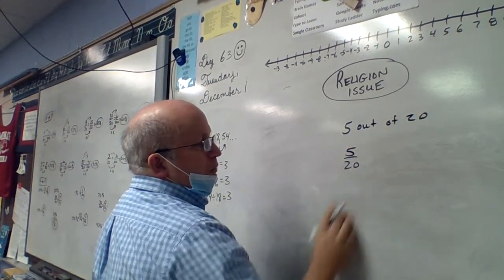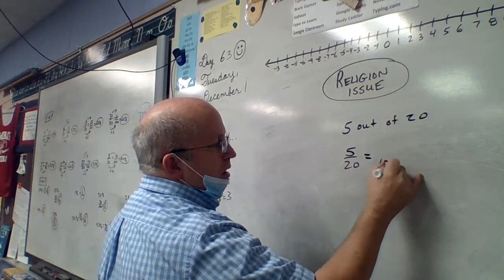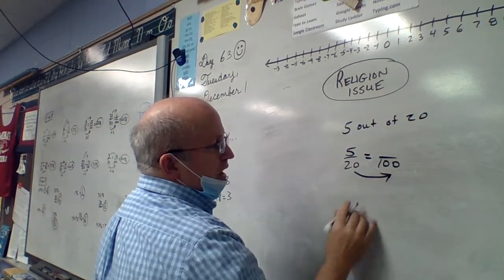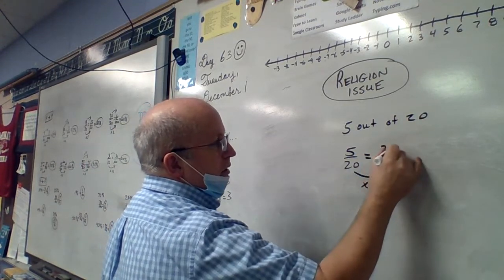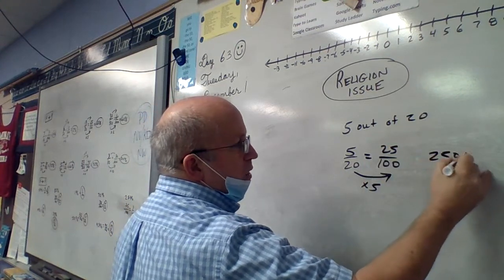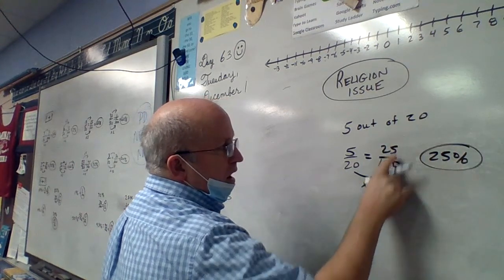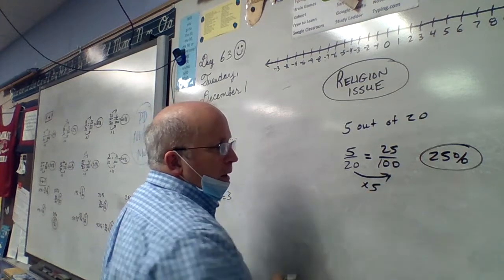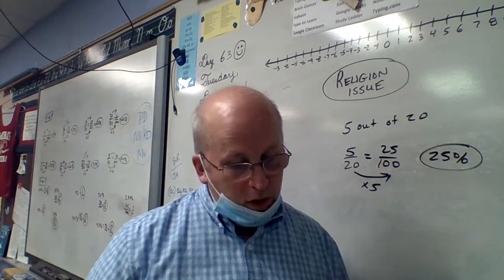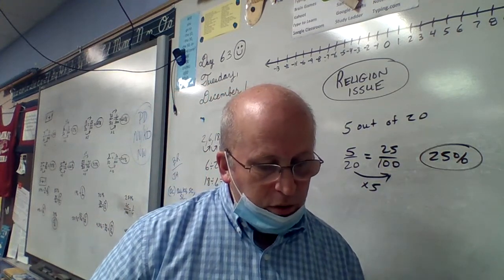Well, first I'd write it as a fraction. Then I'd change it into a fraction that has 100 as its denominator. And finally, that would lead me to a percent, because hundredths is a percent value. Okay? That's something similar to 3.